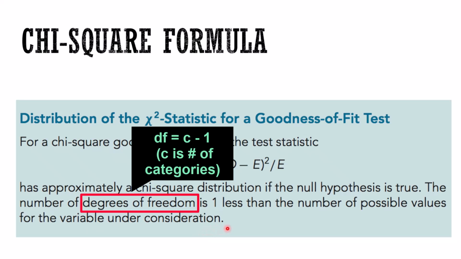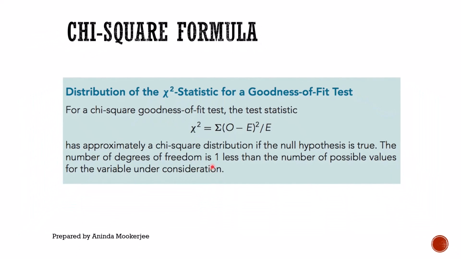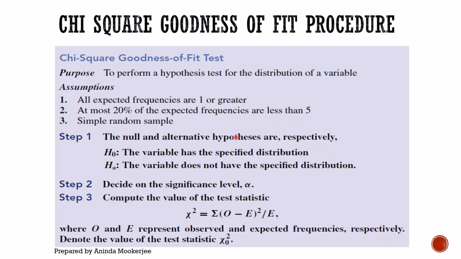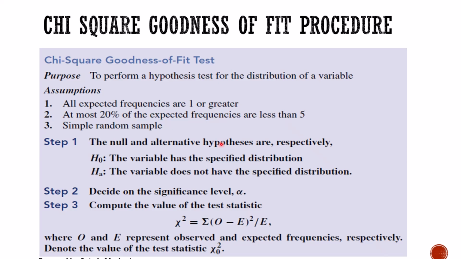Therefore, our values will be names and not numbers. To find the degrees of freedom, we will take the number of different types of the variable, that is, the number of different categories of the variable, and subtract 1 from it. So the formula to find the degrees of freedom is C minus 1, where C is the number of categories of the variable that we are dealing with. All right? So let's go through the steps of performing the goodness of fit test.